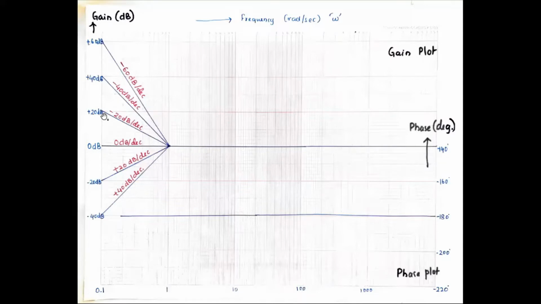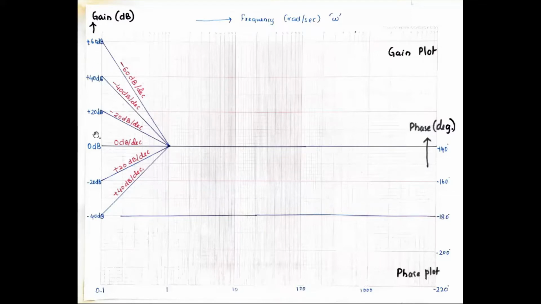But for drawing the Bode plot, we should have a reference of a slope of plus 20 dB per decade or minus 20 dB per decade. Most of the numericals will never cross the maximum value 60 dB, so no need to change the scale. Please keep this in mind and avoid confusions. Use the same scale for all the numericals.